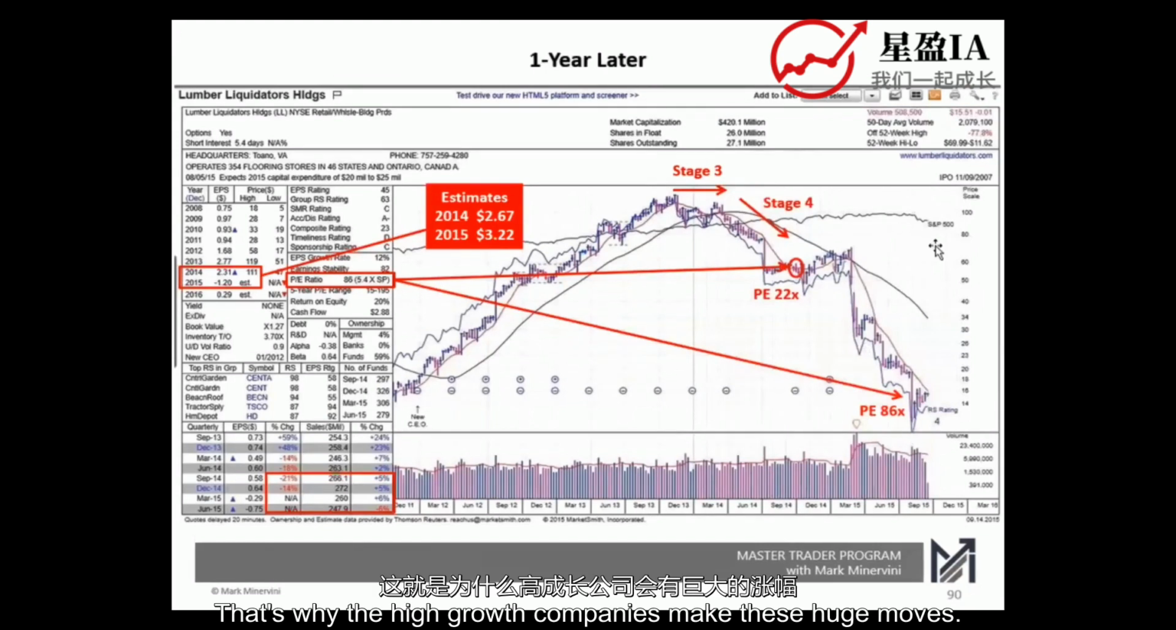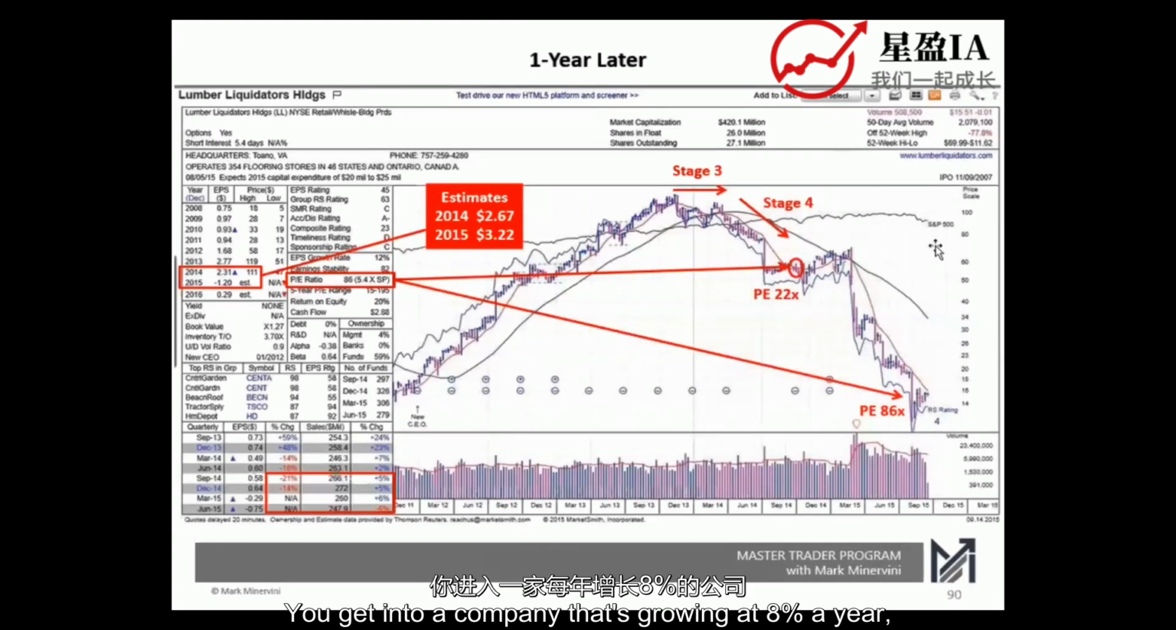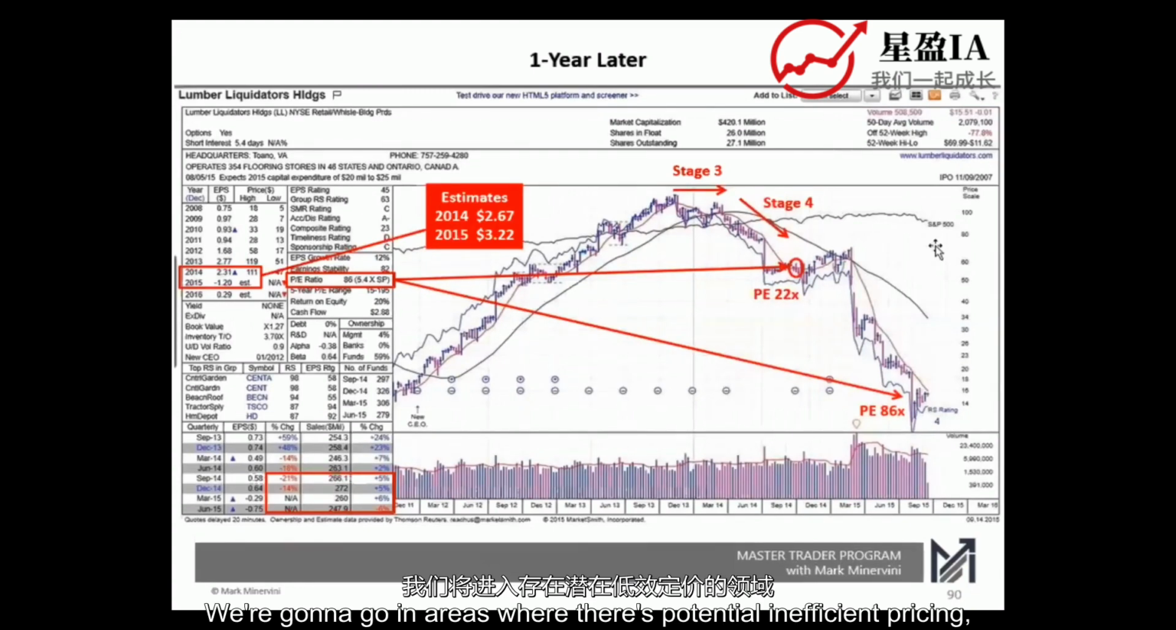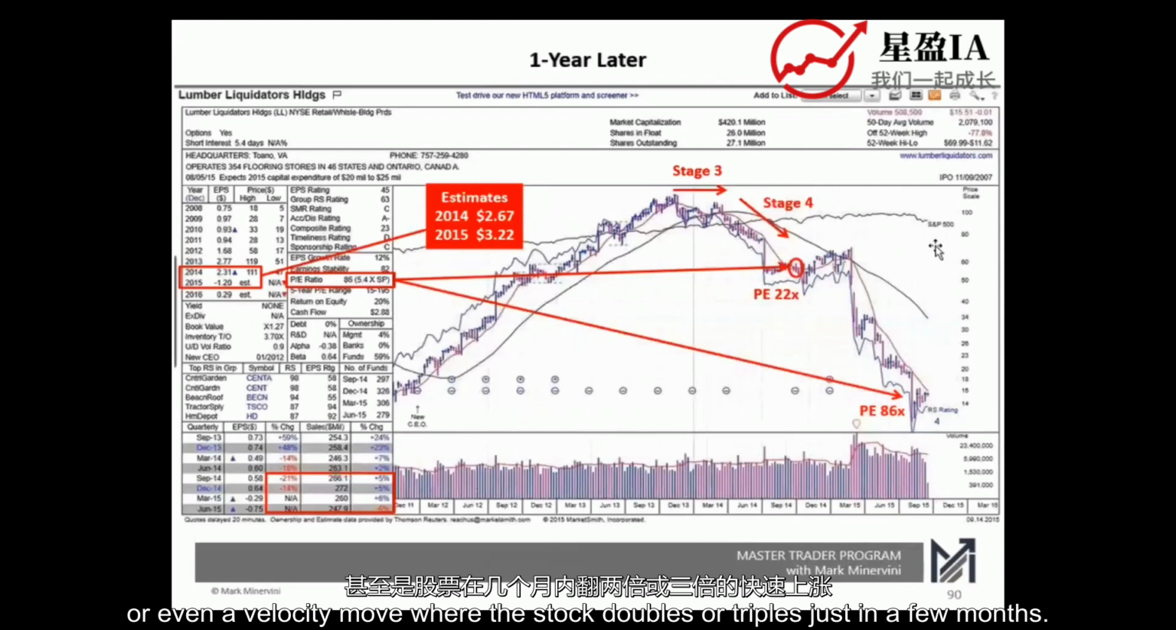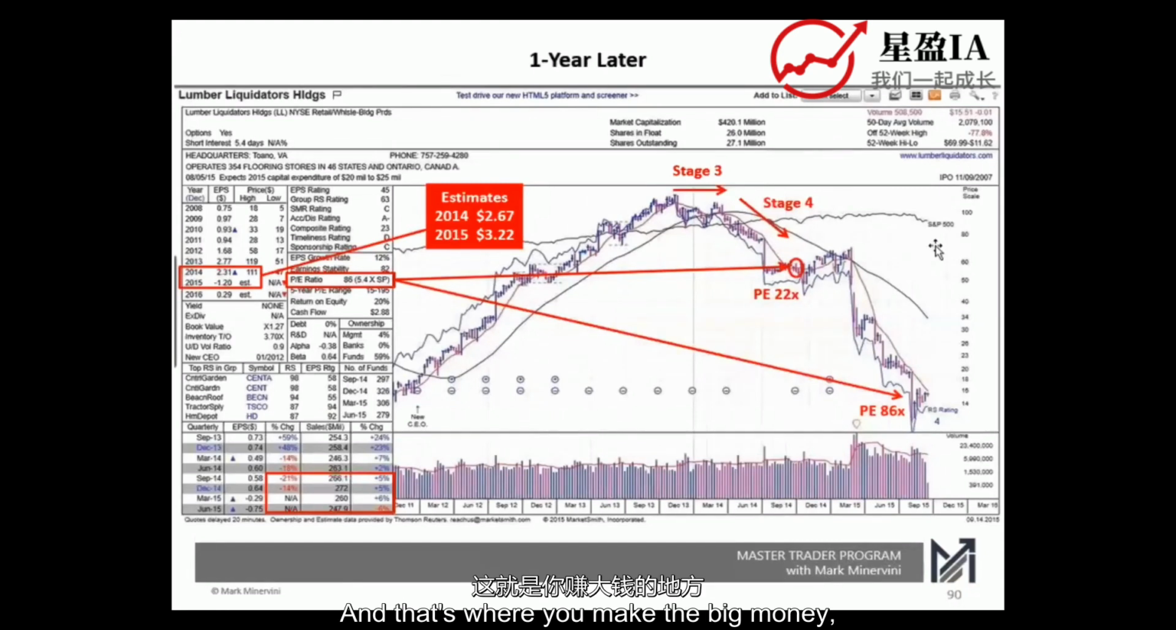And that's why the high growth companies can make these huge moves. You get into a company that's growing at 8% a year and it's a utility, that can be valued pretty accurately. All right, that's why we're not going to bother with that. We're going to go in areas where there's potential inefficient pricing, and we can get this monster move, or even a velocity move where the stock doubles or triples just in a few months. And that's where you make the big money, because you're compounding very rapidly.